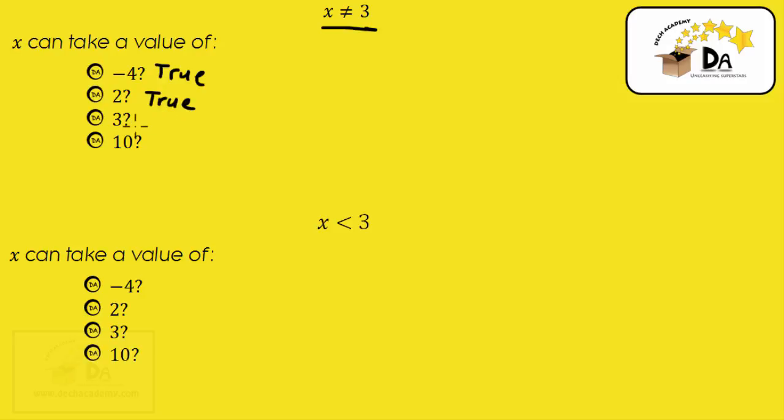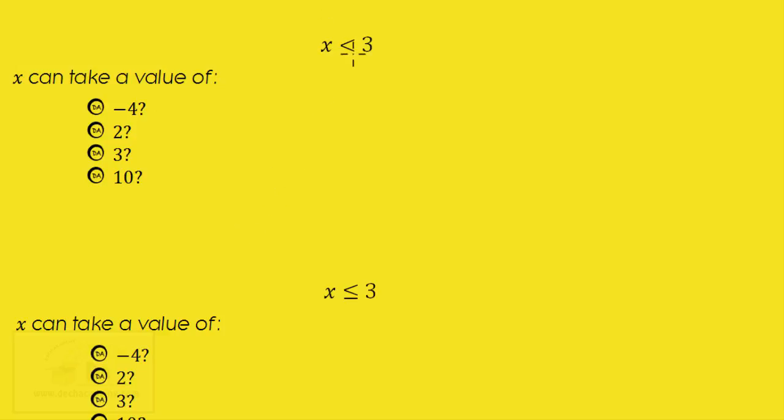Can x take a value of 3? No, rather. So the response to this question says x can take a value of 3. And the response is false. X cannot take a value of 3 because the statement says that x should not be 3. X can take a value of 10. True, because 10 is not equal to 3. So that's very easy. Let's move to the next inequality symbol, the less than symbol.